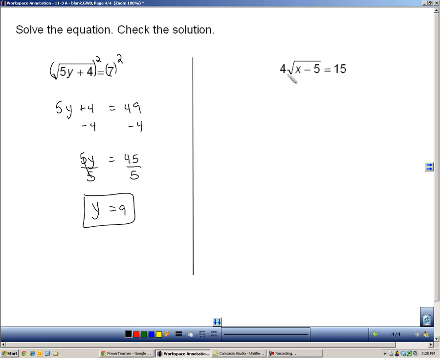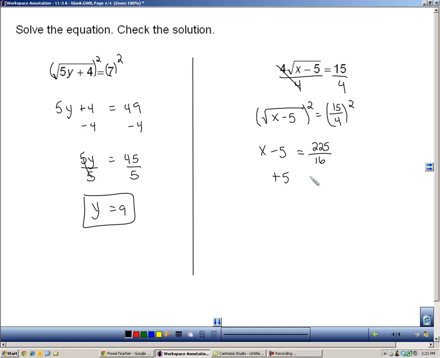Over in this one, the square root is not isolated. It's being multiplied by a 4. And remember, we have to isolate the square root first. So I'm going to divide by 4 to cancel those. So we end up with the square root of x minus 5 equals 15 over 4. Now I can square both sides. And so x minus 5 equals 15 squared is 225, and 4 squared is 16.